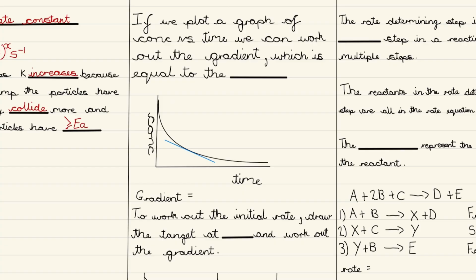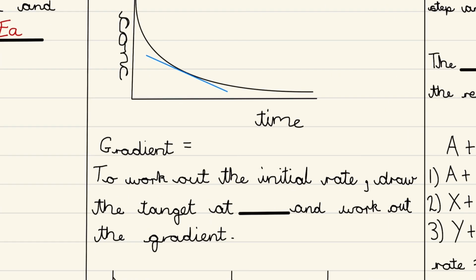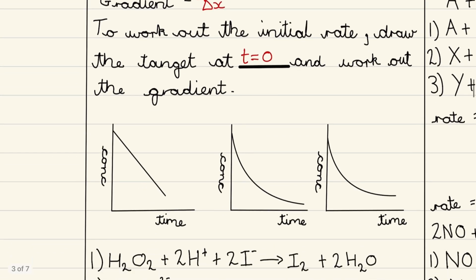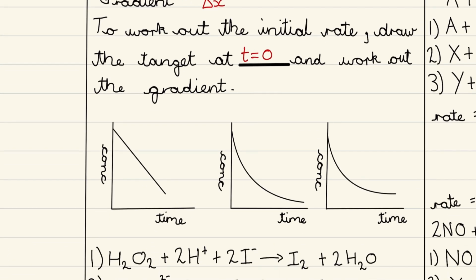Next, if we plot a graph of concentration versus time, we can work out the gradient, which is equal to the rate. So we do this by drawing a tangent like here, and if we work out the gradient of that tangent, that's the rate at that point, and the gradient is equal to the change in y divided by the change in x. To work out the initial rate, draw the tangent at t equals 0 and work out the gradient. Here we have three graphs of concentration against time. The first graph is order 0, the second graph is order 1, and the third graph is order 2.